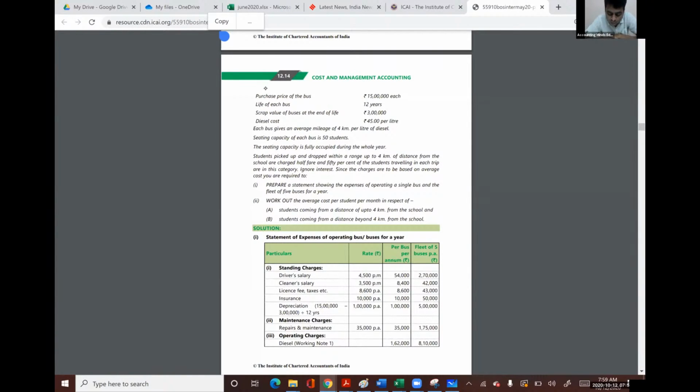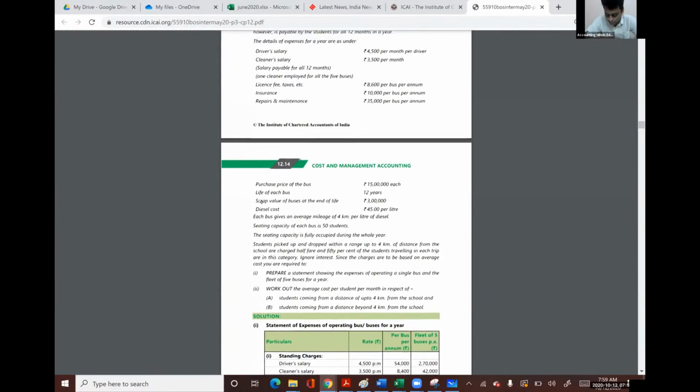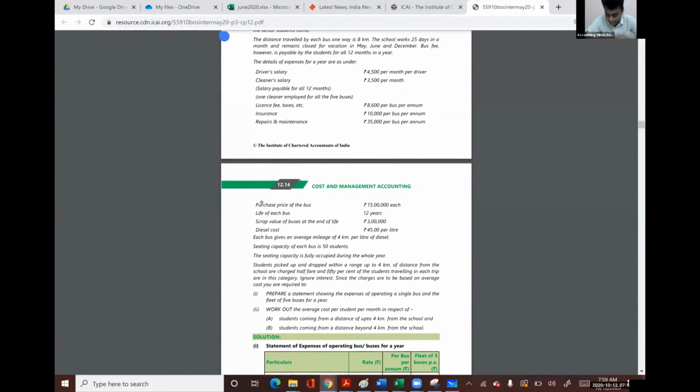So you are required to prepare a statement showing expenses of operating a single bus and a fleet of buses for a year. So forget about the remaining part and just find out the cost. Let's see how well you can identify the costs. As simple as that. You need to find out the total cost per annum and you have to find out the cost of operating each bus. Please go ahead and find out.